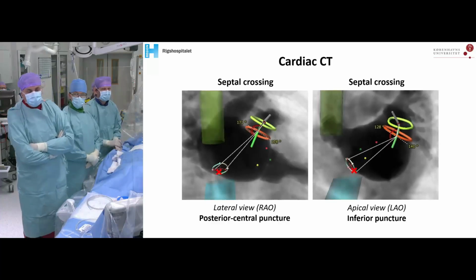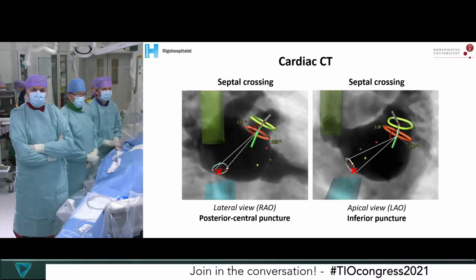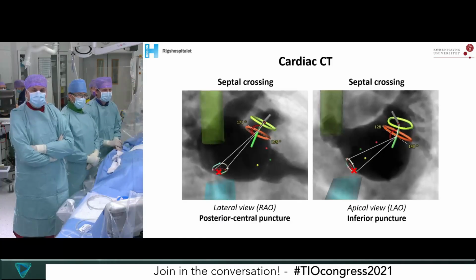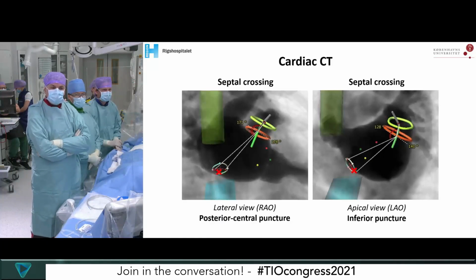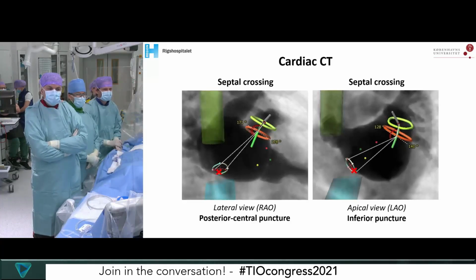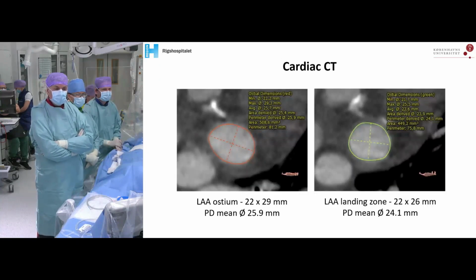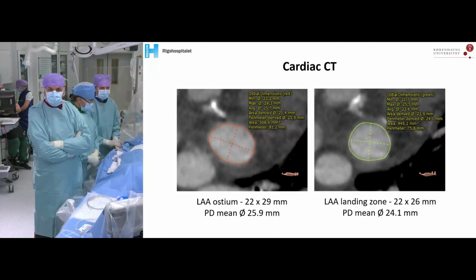So what we do use also the CT scan for is where is the optimal site to do the transeptal puncture. And you know, we say that for all patients you should puncture inferior and posteriorly. But in this patient with very large atrium, it actually seems to be better to still go inferior, but go more central in your transeptal puncture.